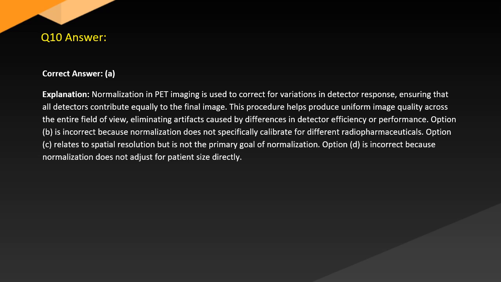Option B is incorrect because normalization does not specifically calibrate for different radiopharmaceuticals. Option C relates to spatial resolution but is not the primary goal of normalization. Option D is incorrect because normalization does not adjust for patient size directly.